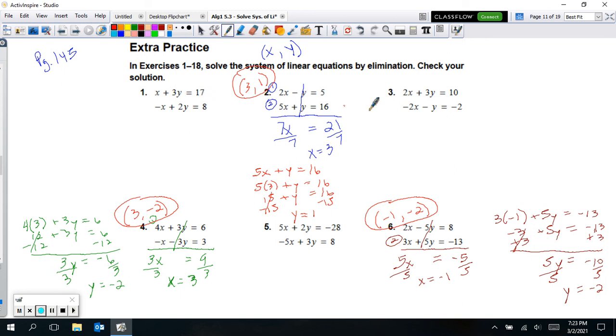Alright, so go ahead and pause the video and you're going to try 1, 3, and 5. You're going to be eliminating the x's though. That's the only thing different. Solving for y first and then plug the y back in to one of the equations and solve and find x the second one. Alright, so go ahead and try 1, 3, and 5. Go ahead and pause the video and then play it again just to check your answers.